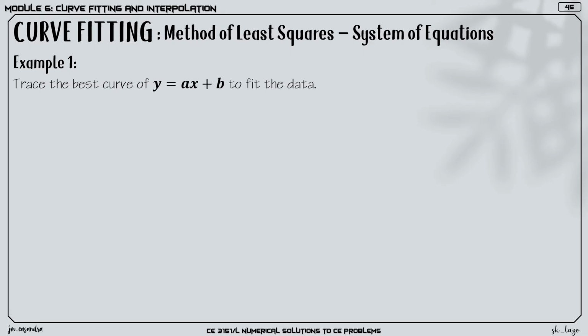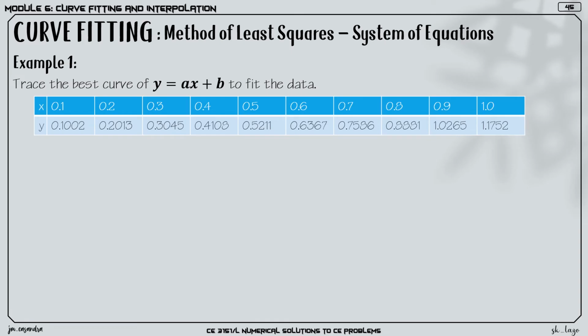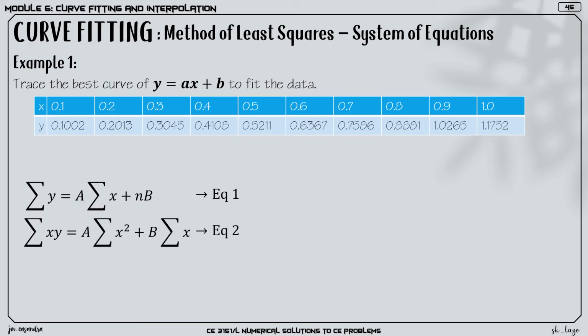Given the equation y equal to ax plus b, let us determine the best curve that will fit the following data. For the method of least squares using system of equations, we are going to use equation 1, which is the sum of y equal to a times the sum of x plus n times b, and equation 2, which is the sum of xy equal to a times the sum of x squared plus b times the sum of x.